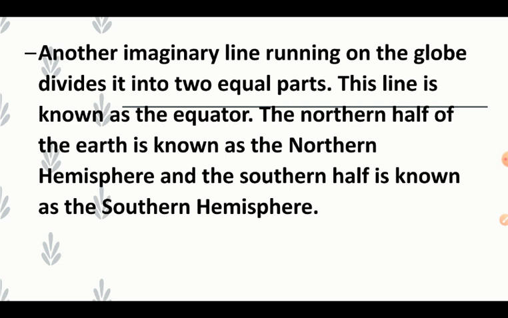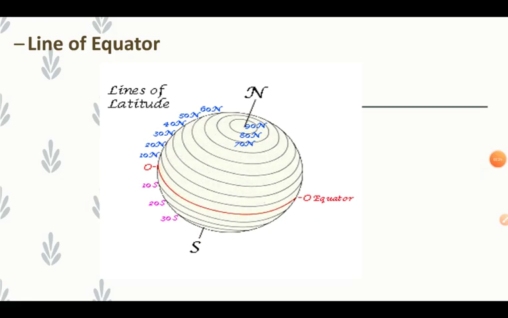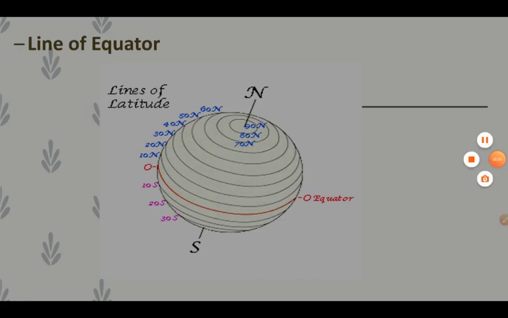Another imaginary line running on the globe divides it into two equal parts, as you can see in the picture. This line is known as the equator. The northern half of the earth is known as the northern hemisphere, and the southern half is known as the southern hemisphere. Again, I would like to show you the picture. The upside is called the northern hemisphere and the downside is called the southern hemisphere.